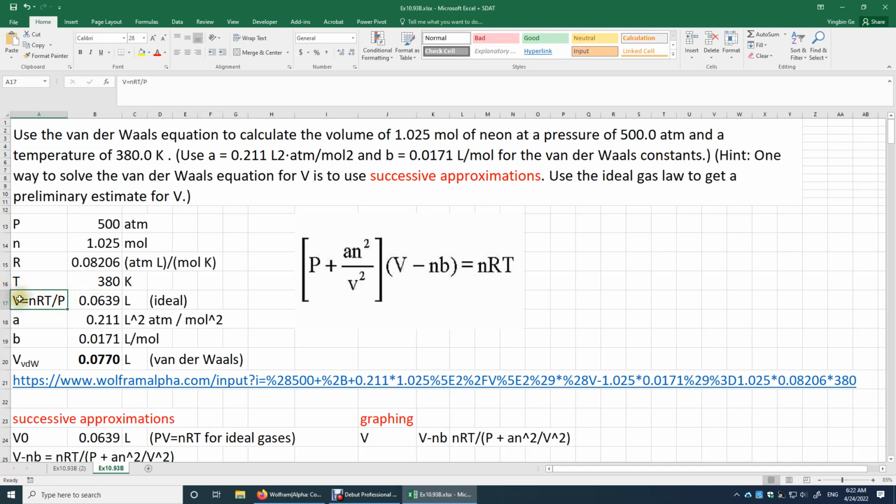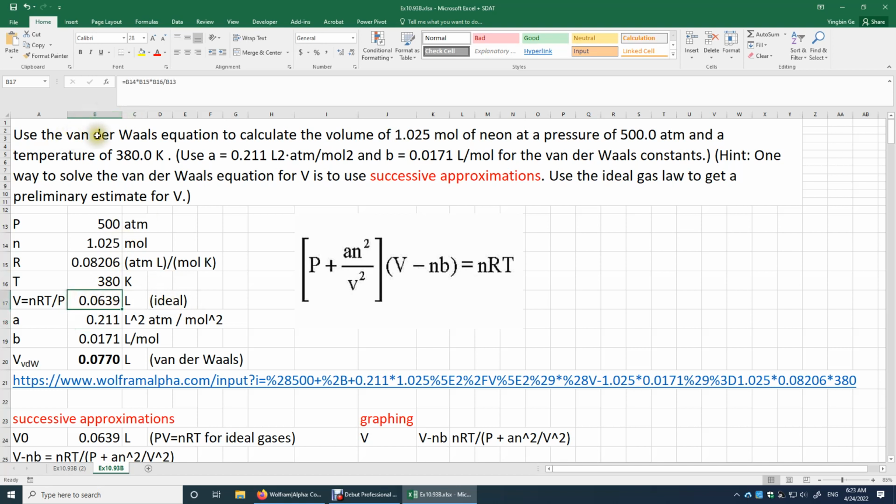Because PV equals nRT, volume is nRT over P, so what we need to do is just do this. I delete this number, I just show you how to use the equation right here: equals n times R times T divided by pressure. Done, we get this number. It's for an ideal gas, all right.